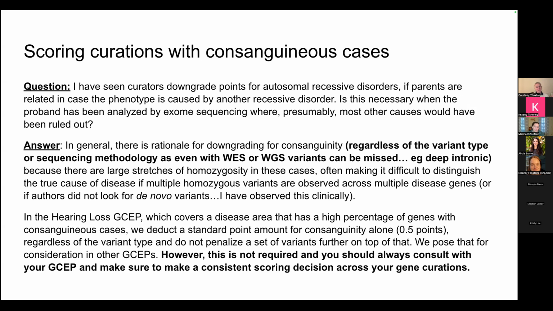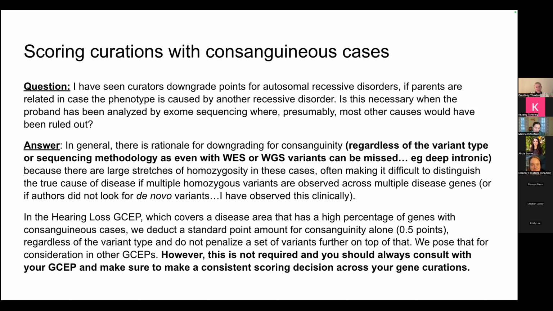The reason that we suggest this downgrade is because there are large stretches of homozygosity in these cases, often making it difficult to distinguish the true cause of disease if multiple homozygous variants are observed across multiple disease genes. Additionally, this might potentially preclude the authors from looking for de novo variants. I have had consanguineous families that have de novo variants that are a cause of their disease. So these might not be looked for in these cases, which might be another reason to downgrade in a consanguineous situation.